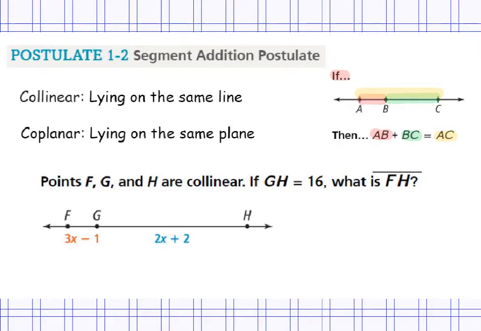Recall from our previous notes that collinear means lying on the same line, and coplanar is lying on the same plane.